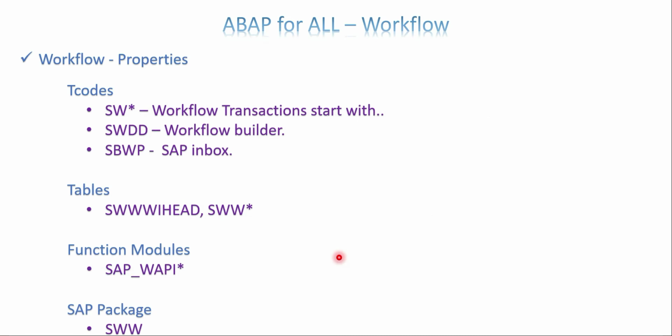And a few technical terms: if you want to search for anything related to workflow, any object in SAP, mostly it starts with SW. T-codes like SWDD for Workflow Builder, and SWP is SAP Inbox, and tables like SWWWIHEAD, or you can use SWW star, you will find a list of tables available. Mostly the tables and function modules are used to generate a report on top of your workflow.